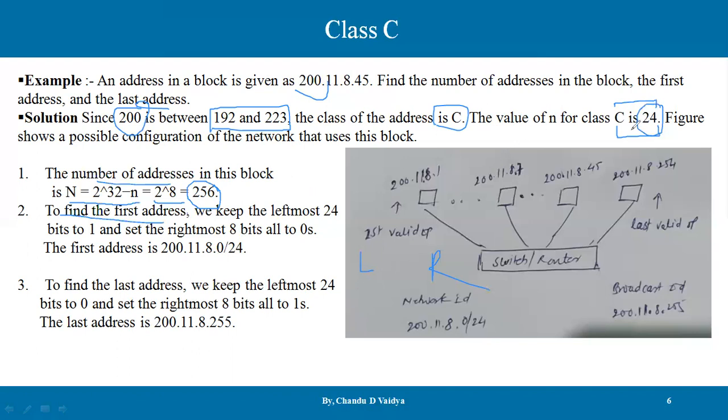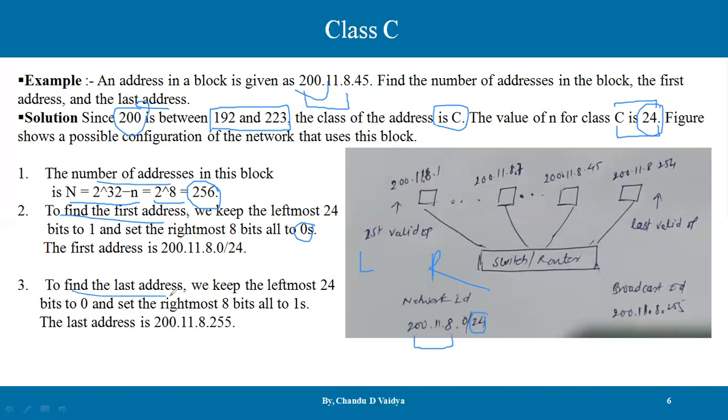As far as class C is concerned, the first three octets are the net ID. So 200.11.8 will be as it is. As far as the changes are concerned, only the last byte is there, and the last byte value will be 0, because we are putting all zeros here. So my first address will be 200.11.8.0/24, because it is class C. This will be the first address.